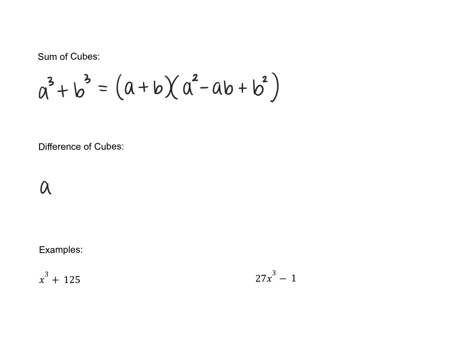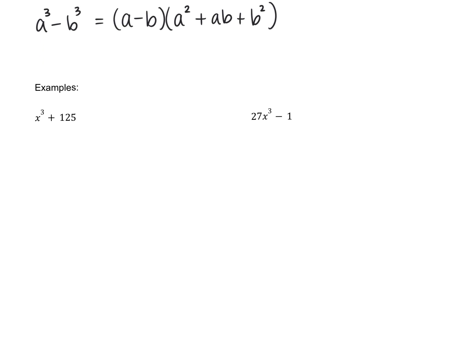For my difference of cubes, so a cubed minus b cubed, my first set of parentheses is going to be a minus b. And then it's a squared plus ab plus b squared. So very, very similar formulas, just slightly change a plus and a minus between the two. And again, for the difference of cubes, that trinomial you get in the second set of parentheses is not going to be able to be factored.